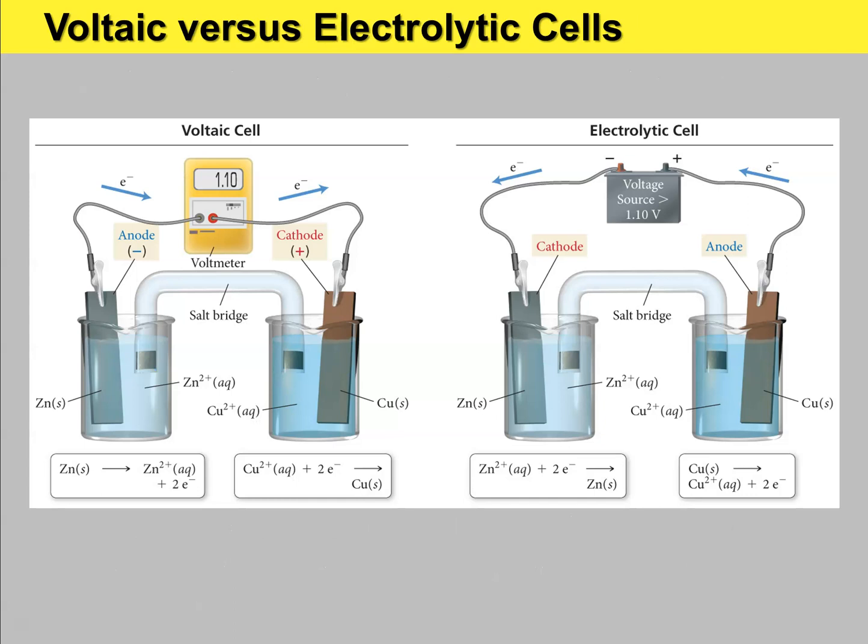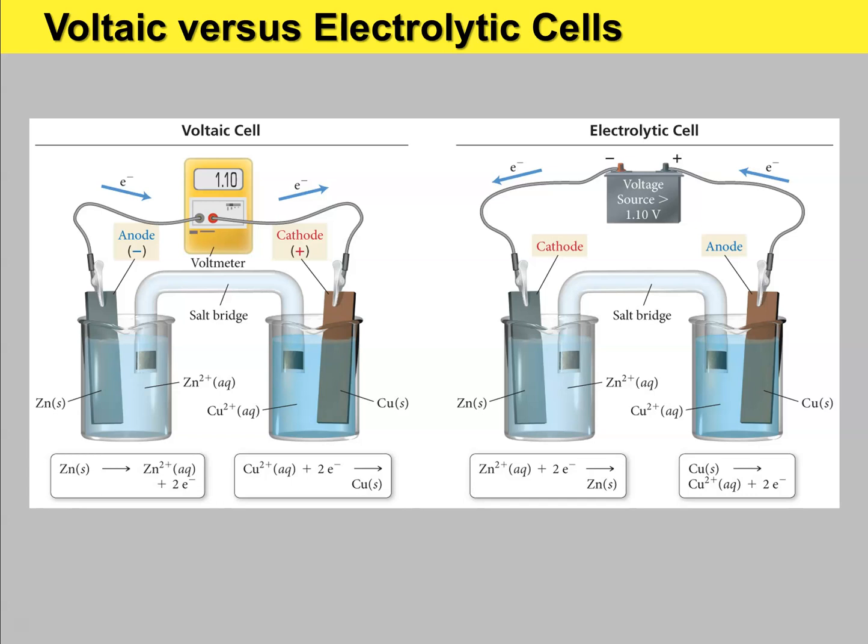Okay. So, left-hand side, voltaic cell, we've seen this a bunch of times. Anode left, cathode right. Electrons flow from the negative side to the positive side. On the right-hand diagram is our electrolytic cell. There's a voltage source greater than 1.10. So it's greater than what the actual normal thing would be. The electrons are going from the right towards the left.